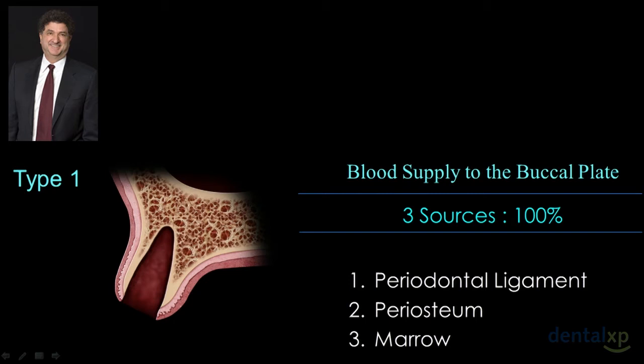But what's happened? It's going to take 4 to 6 days to reanastomose the blood vessels through the clot now. And what's left during that 4 to 6 days? The marrow, standing on its own, endogenous blood supply. But it's so thin. The question is, how thick is this buccal plate?